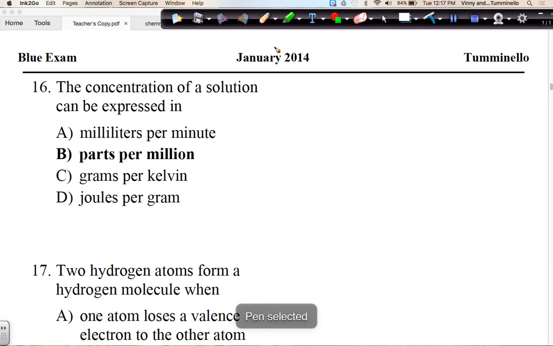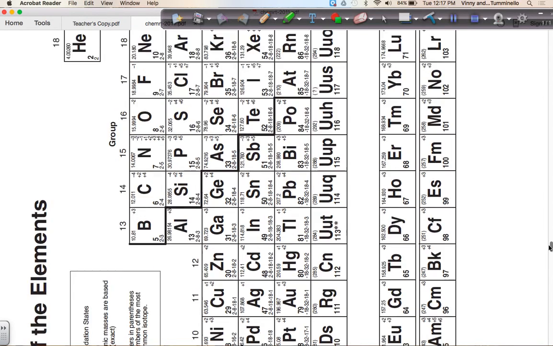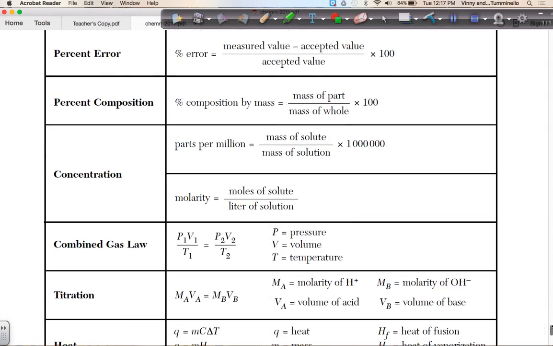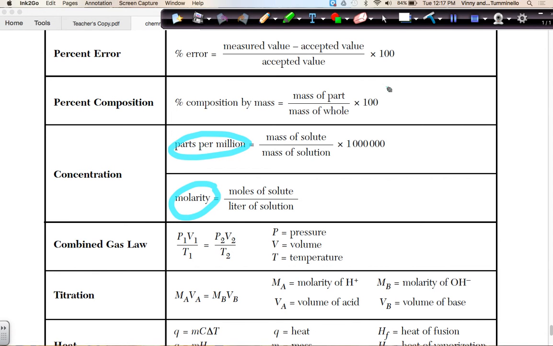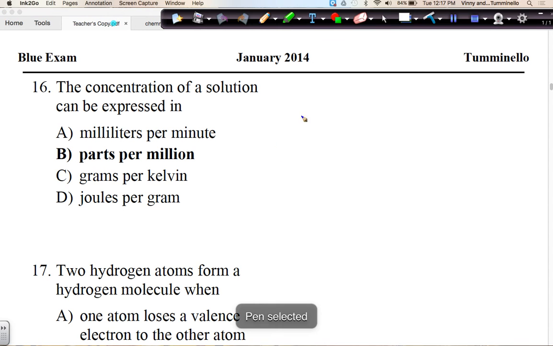For number 16, the concentration of a solution can be expressed, if we look at Table T, we can find on Table T the concentration section. And on Table T, we see that parts per million and molarity are types of concentration. So the concentration of a solution can be expressed in parts per million. It's on Table T.